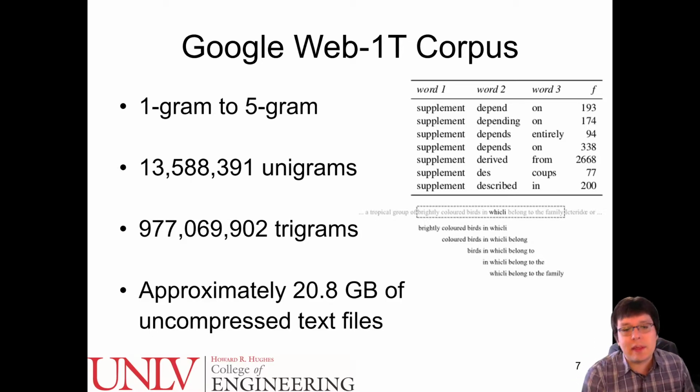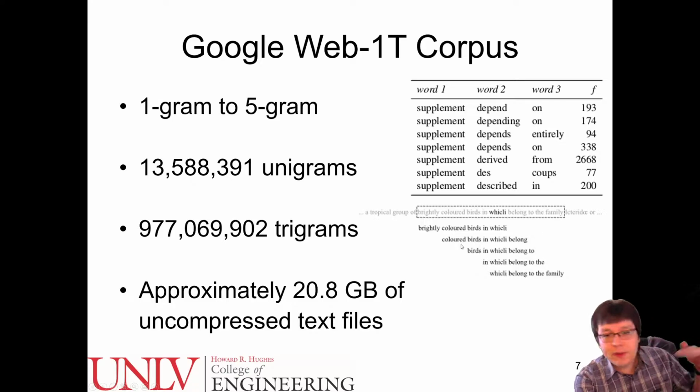So here we have an example. If you can see at the bottom, I can use my mouse to point. Okay, perfect. So here we can see we have "brightly colored birds in Wiley." So these are 5 words. And the original sentence is "a tropical group of brightly colored birds in Wiley belong to the family" something. And so we take those words and then we slide it and take the next 5 words, just 1 word ahead. So instead of reading "brightly," we're going to read "belong." And so it keeps sliding forward.